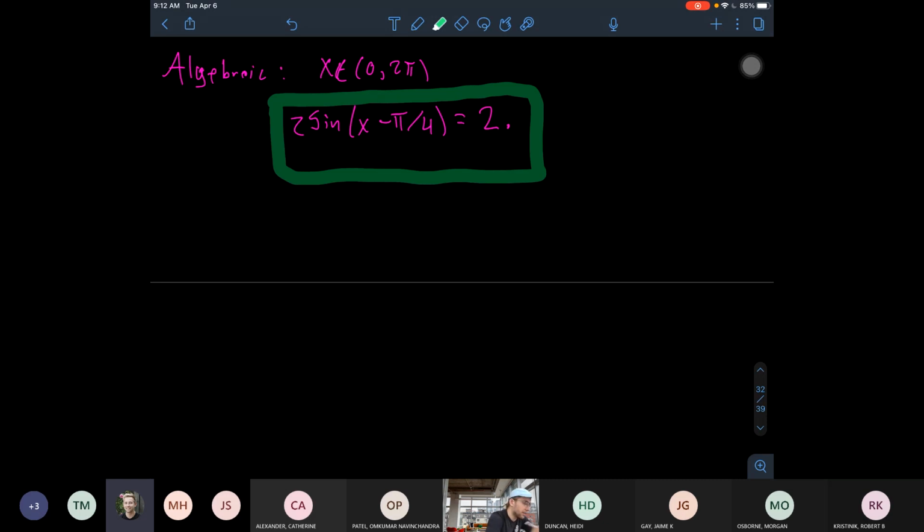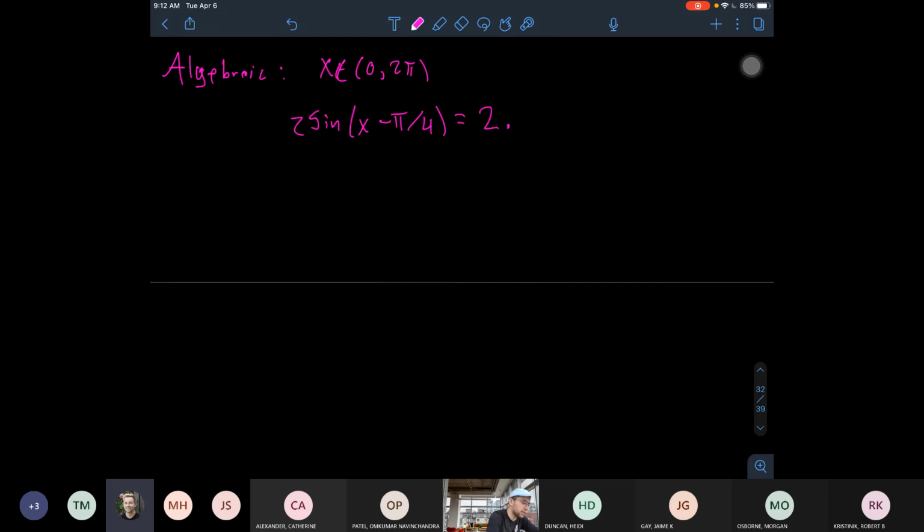Very good, Abdul Rahman. We could divide both sides by 2, right? That would make this a little bit easier on the eyes. Divide by 2 and divide by 2. And then I'll be left with a new equation. It's equivalent to the old one. It just says sine of x minus pi over 4 should be equal to 1. Okay. So I know that sine of x minus pi over 4 should be equal to 1.